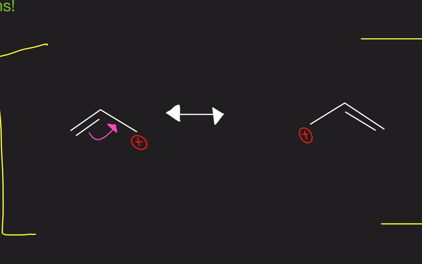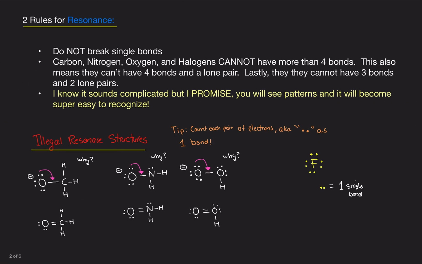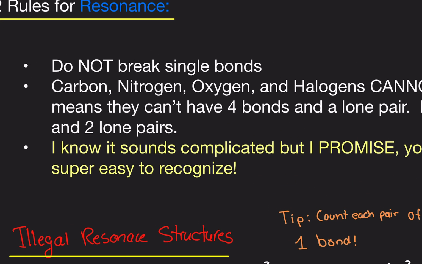This is telling us the bond is going to break and reform somewhere else. That's what resonance is. Because remember, bonds are just electrons. So I know this is a little bit complicated, so let's go over some rules for resonance first. The first rule, and the very important, is do not break any single bonds. We never ever break single bonds. The only bonds we break are double bonds and triple bonds.